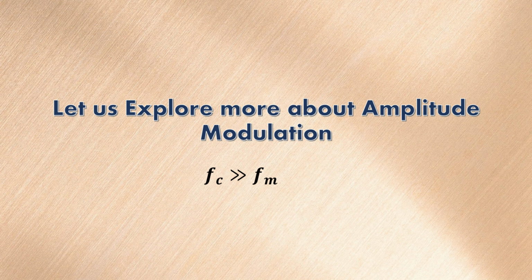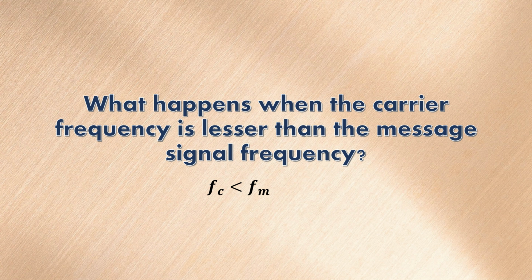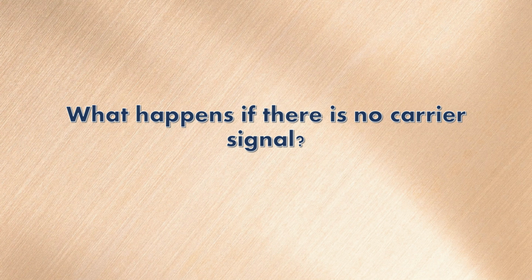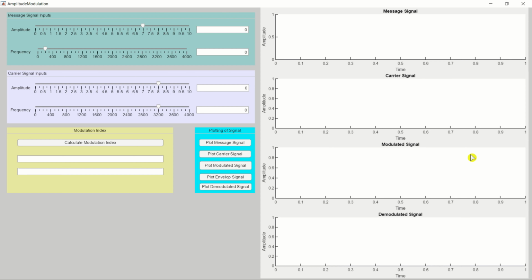Till now, we have considered the frequency of the carrier signal to be greater than the frequency of the message signal. And this graphical user interface will help you to understand what happens when the carrier frequency is lesser than the message signal frequency, what happens if there is no message signal, and what happens if there is no carrier signal in amplitude modulation. This is the graphical user interface which can let us understand more about amplitude modulation.